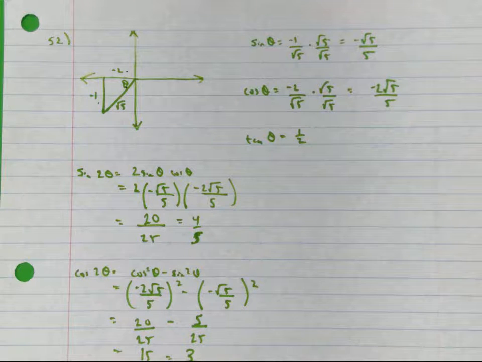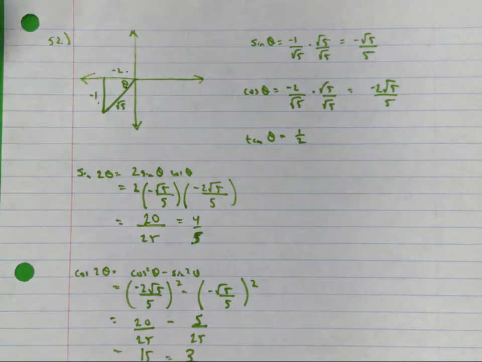Then I do my cosine. Adjacent over hypotenuse. -2 over square root of 5. Rationalize, I get -2 square root of 5 over 5. Then my tangent is opposite over adjacent, so I get 1/2. They gave me that, so I shouldn't miss that. Then I go to find these formulas.